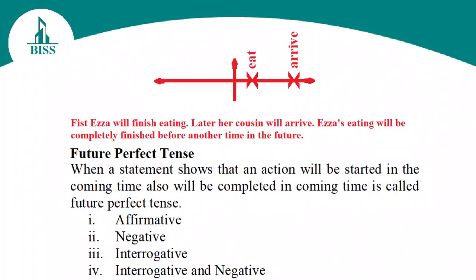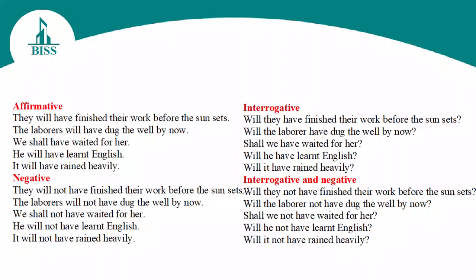Future perfect tense. When a statement shows that an action will be started in the coming time and also will be completed in coming time is called future perfect tense. Affirmative. They will have finished their work before the sun sets.